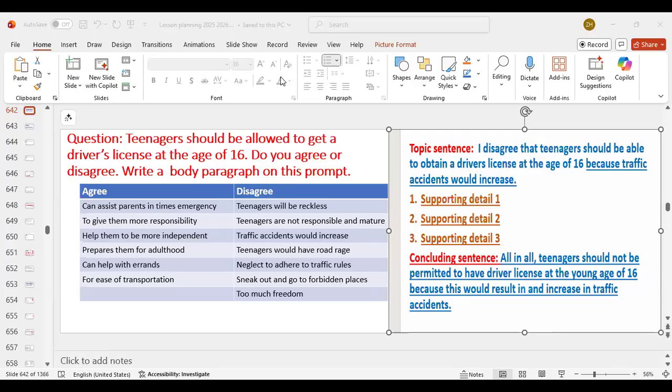And then also, Ranique, you have to have your concluding sentence. You didn't have a concluding sentence. So your concluding sentence should say, all in all, teenagers should have a driver's license because it would help them to be more responsible and independent. That makes sense? Yes, sir. Okay, good.